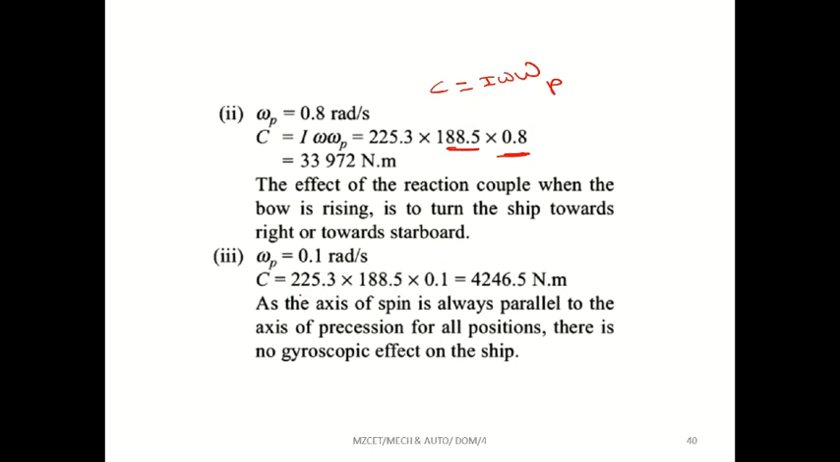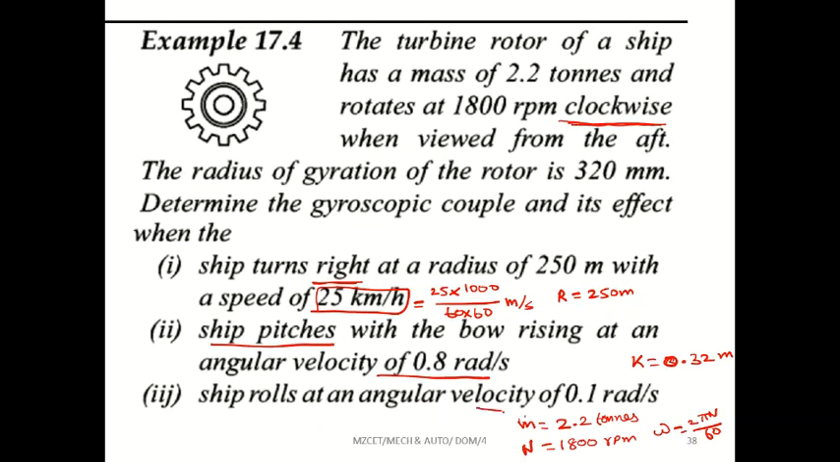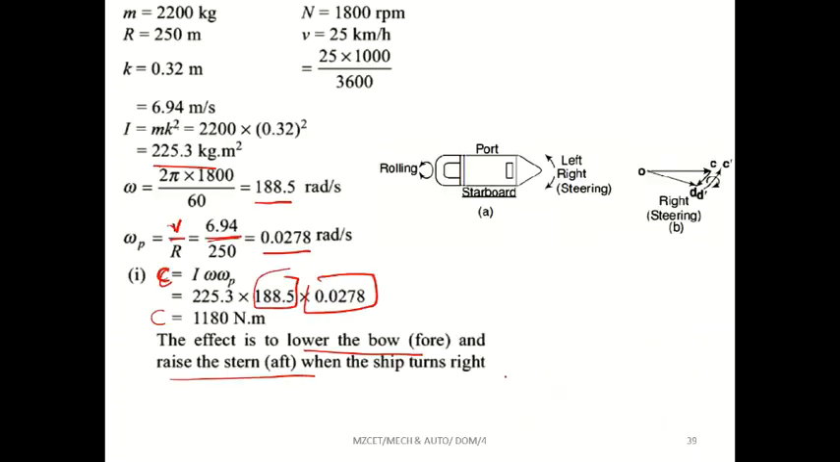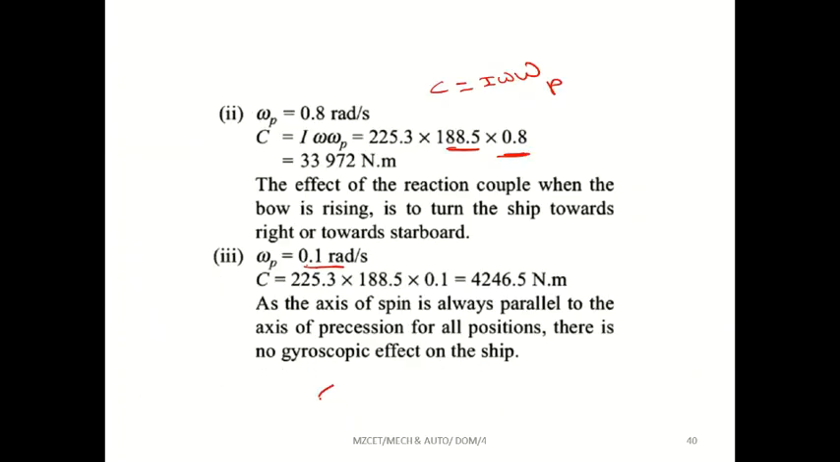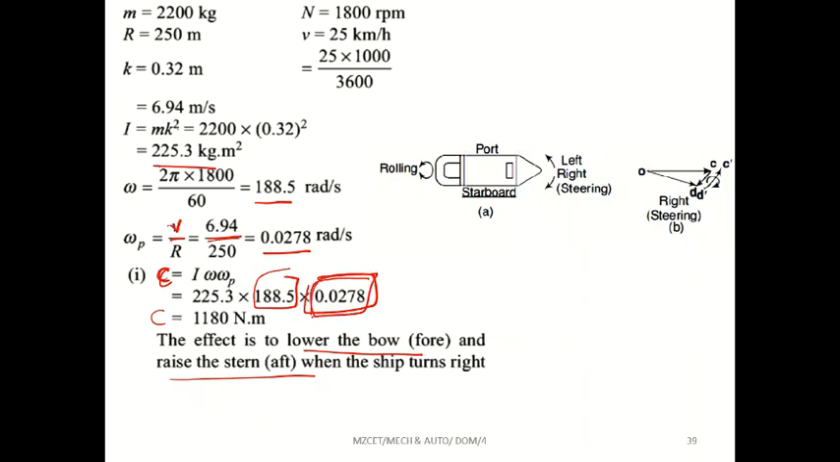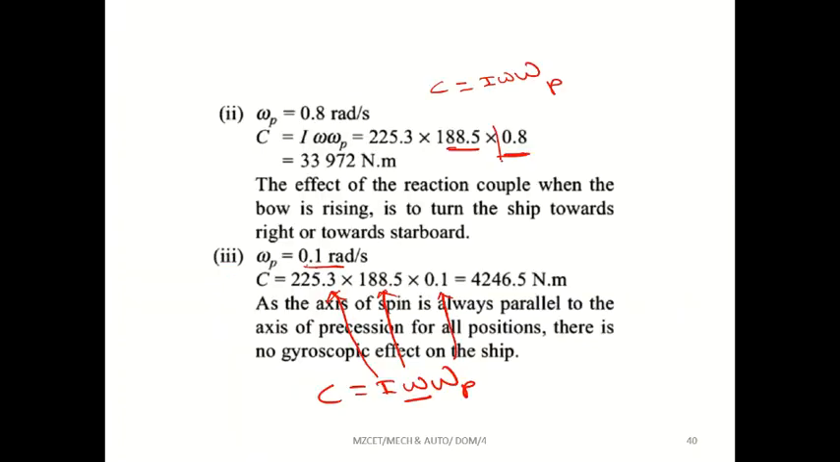Finally, for rolling, they have given velocity of 0.1 radian per second. Same formula, C equals I omega p. Omega p is 0.1, omega is 188.5. The I value and omega value are the same, but the omega p value changed. For turning, omega p is 0.0278. For pitching, omega p is 0.8. For rolling, omega p is 0.1.